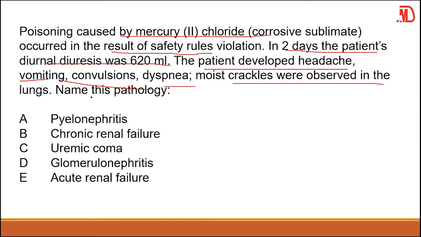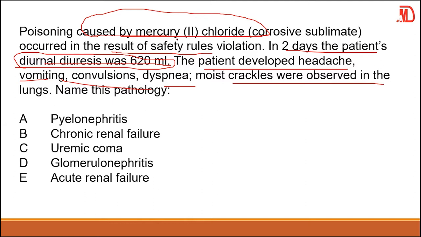Over here, definitely, we are having a hypoperfusion of the kidney because the daily diuresis is quite low. And of course, with a history of mercury, which also has high affinity for destroying the kidney, we could be looking at a renal failure, acute renal failure, or acute kidney injury.